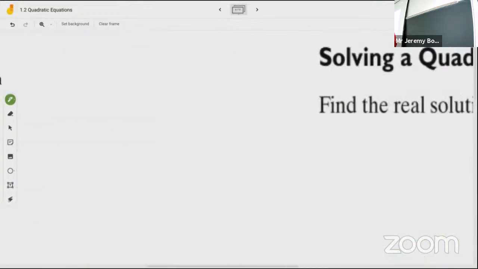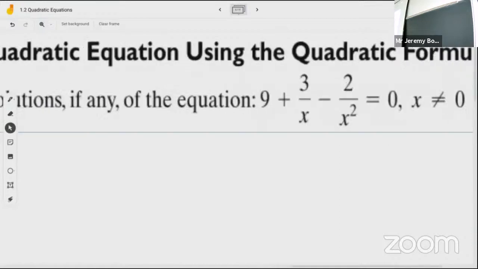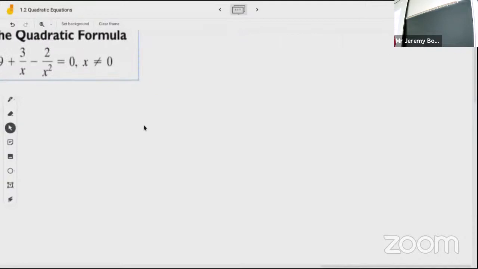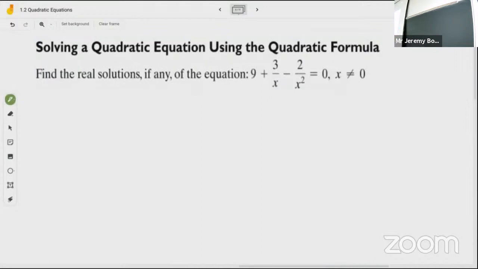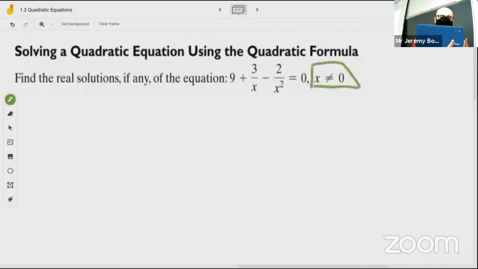This one I'm going to work with y'all because otherwise it is a little tough. I feel like my handwriting works out better when I zoom in as much as I can, so that's what I'm going to start doing. All right, so they start us off with this equation, and it's 9 plus 3 over x minus 2 over x squared is equal to 0. And they tell us our domain x cannot equal 0. So we got to keep that in mind.